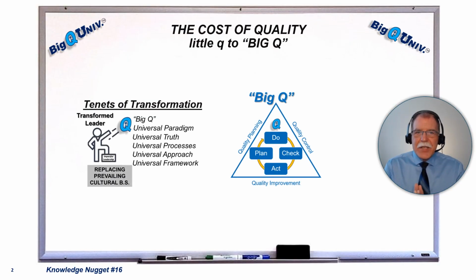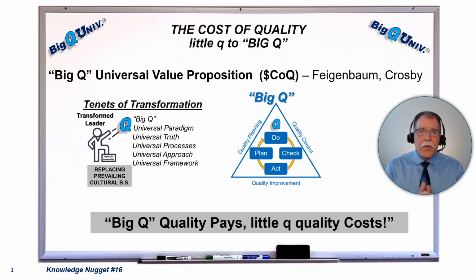Up to this point in this series, we've discussed what I refer to as the tenets of big Q quality transformation: that universal paradigm, big Q quality; the universal truth, every system's perfectly designed to give you exactly what you're getting today; the universal processes, quality planning, quality control, and quality improvement; the universal approach, the systemic process-based quality management approach; and the universal framework that was made up of the 7 quality management principles.